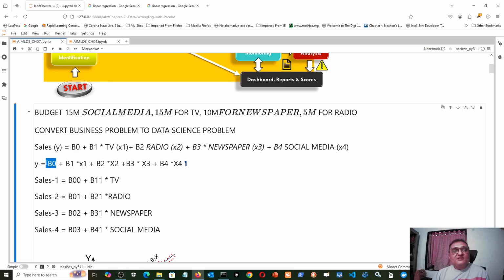So once these constants are found, then I can easily estimate the sales for those values of my features. Okay, but still I have taken the first example itself deliberately a little bit complicated. This does not look so simple. How to estimate these constants?